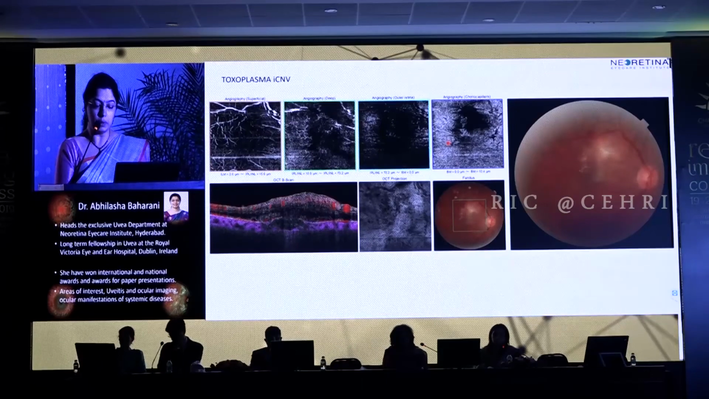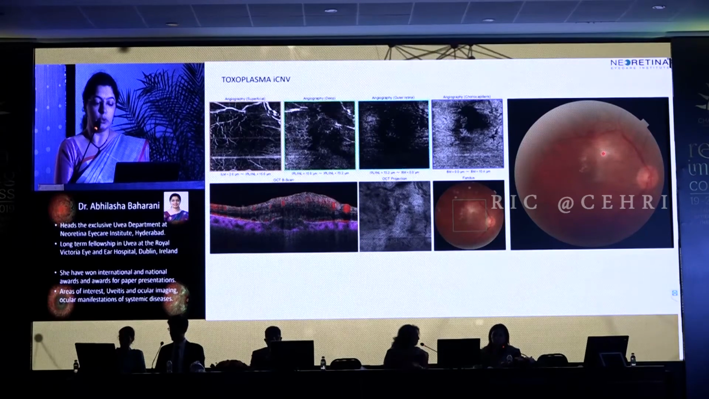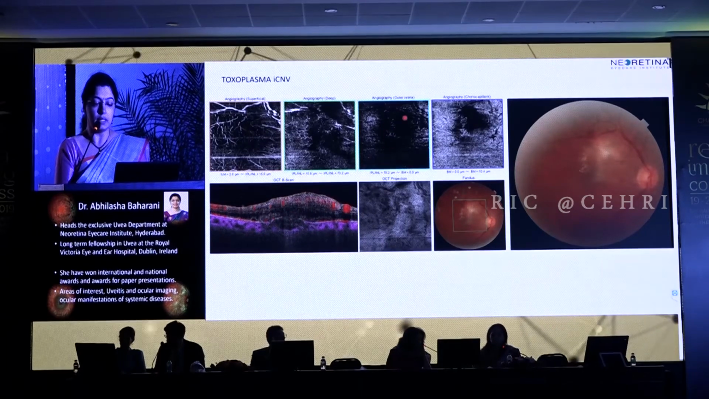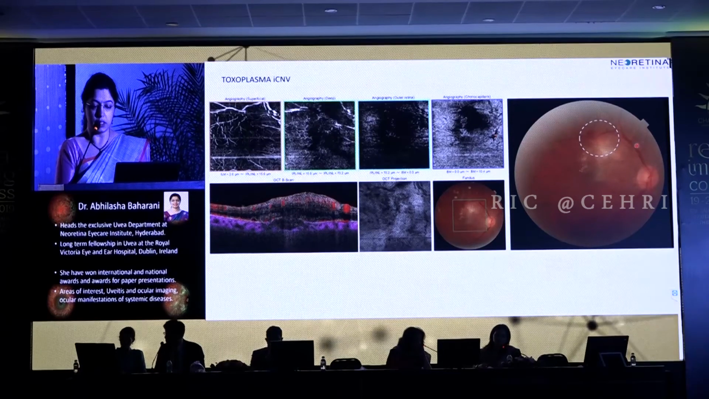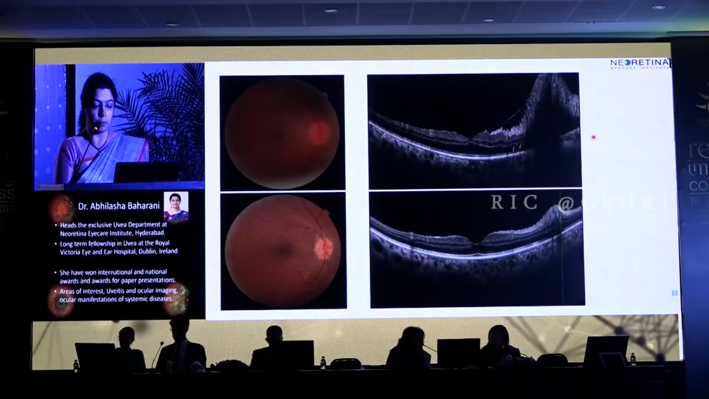This is a case of, again, toxoplasma retinochoroiditis, and this patient responded to treatment, but after 1 year, he came again with loss of vision, and here it looks like a recurrence of retinitis, but when you do an OCT angiography, you see a lesion between the RPE and the outer retina, and there is a neovascular membrane there, and if you pay attention, there is hemorrhage there. So this is a case of inflammatory CNVM post-toxoplasmosis.